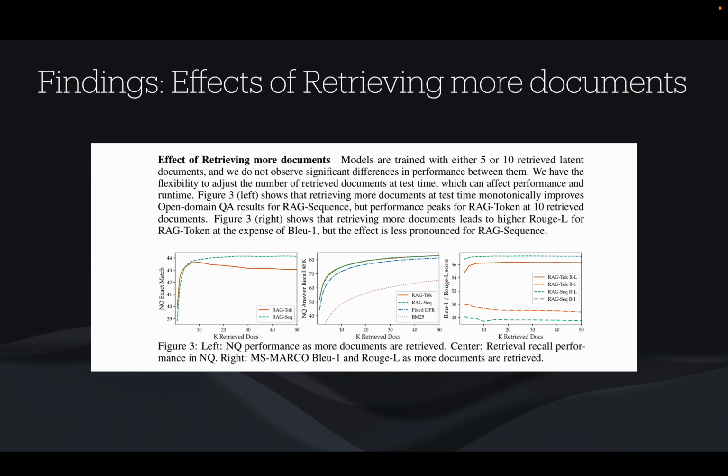You can pause and look at all the inputs and generations compared with BART and RAG. The second finding is that retrieving more documents has significance only up to a certain point. Retrieving more documents yields better results, but it isn't significant once it crosses a certain threshold. Figure 3 on the left shows monotonically improving performance, but it peaks for RAG token at 10 retrieved documents.